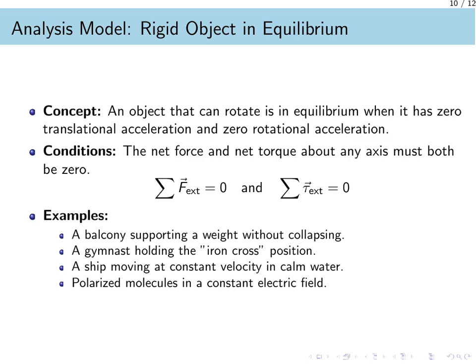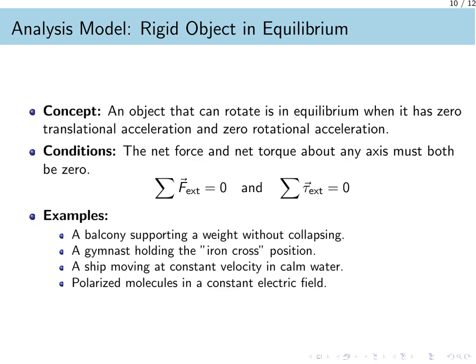This slide formalizes the analysis model for a rigid object in equilibrium, which is essential for understanding any structure that is stable and not rotating. For an extended object to be in equilibrium, two distinct conditions must be satisfied. First, the object cannot have any translational acceleration, which means its center of mass is not speeding up, slowing down, or changing direction. This state of translational equilibrium occurs when the net external force on the object is zero. This is the same condition we used for particles.